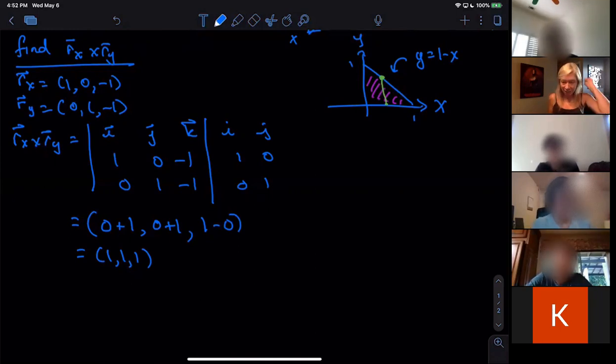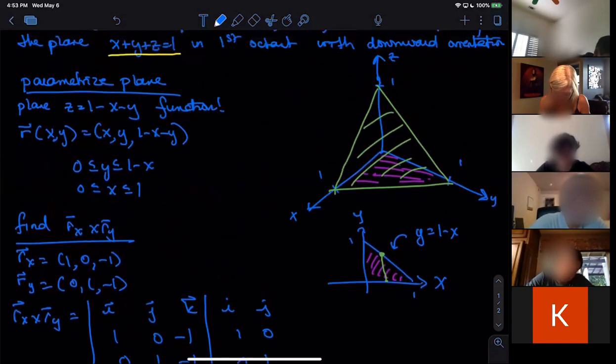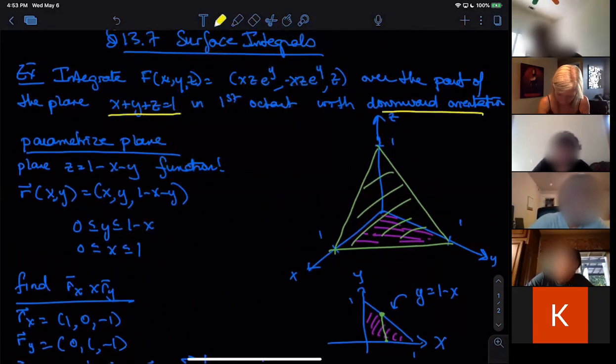Check the orientation. That's right, Javi. So let's check the orientation. All right, so let's look. What did they ask for? In the problem, they asked for the downward orientation.